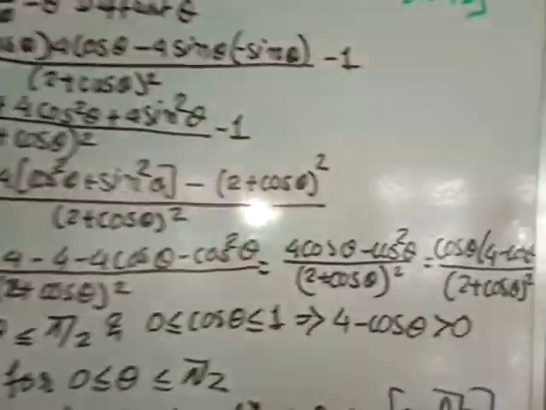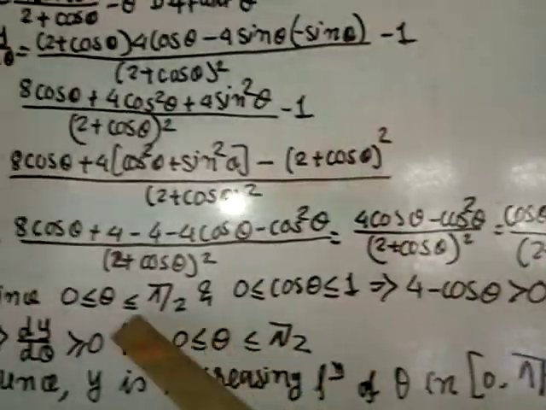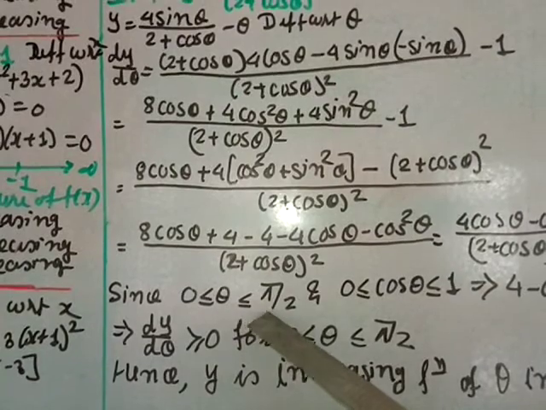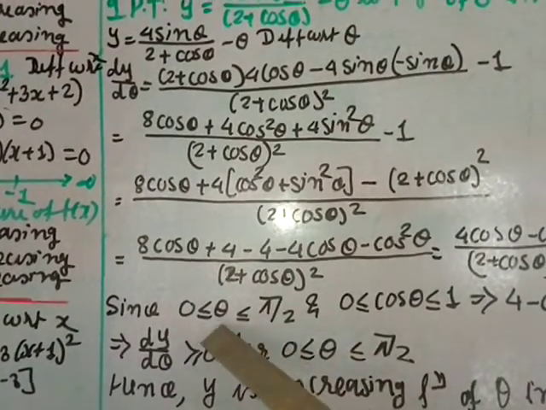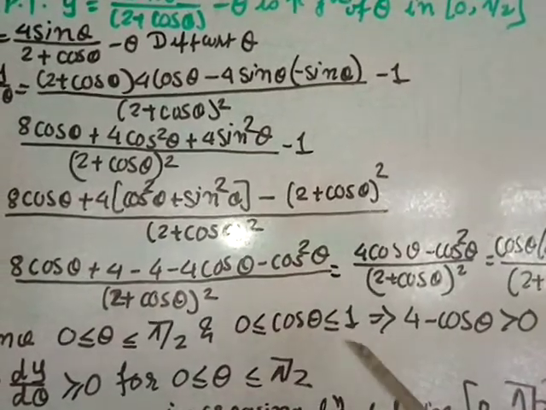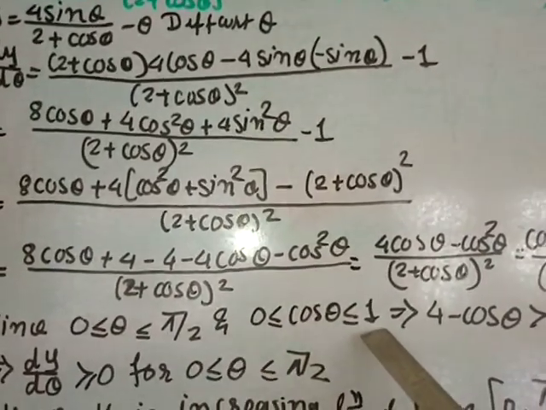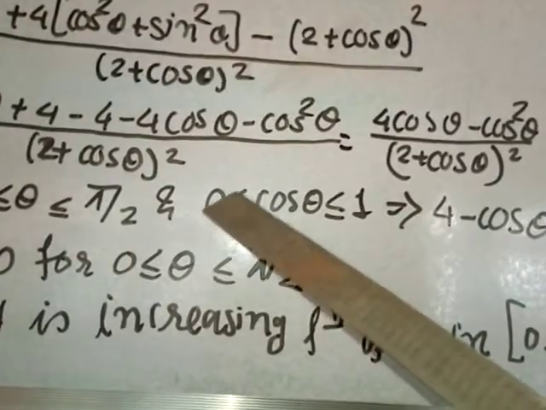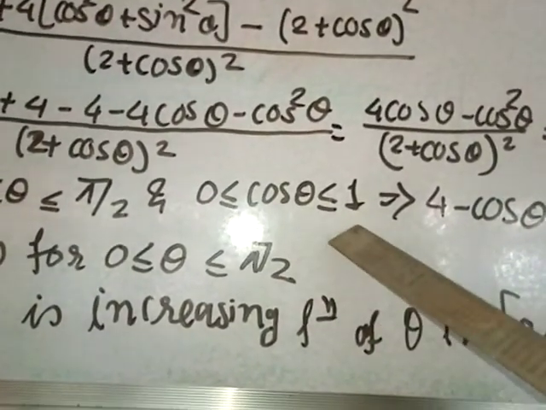Now from here we have to see that this is greater than 0. Since 0 less than or equal to theta less than or equal to pi by 2 is given, okay, first quadrant, and in the first quadrant cos is positive, or you can say the value of cos is always less than or equal to 1. Okay, the range of cos is 0 less than or equal to cos theta less than or equal to 1.